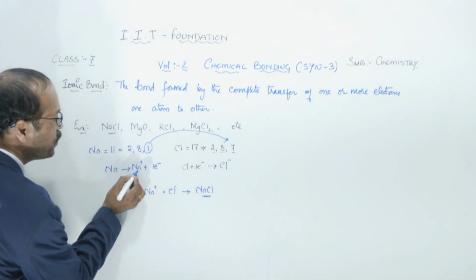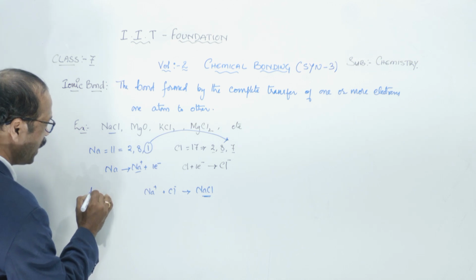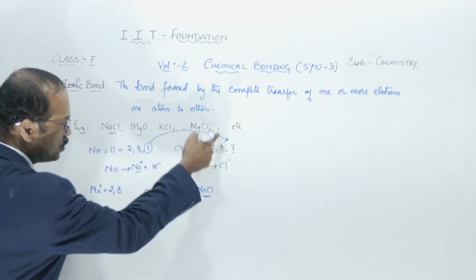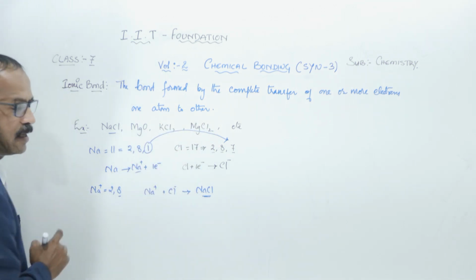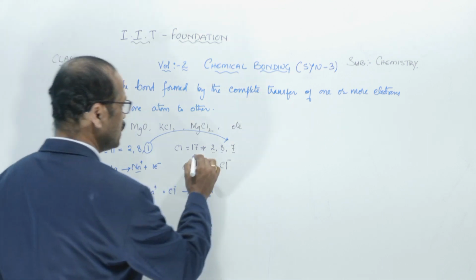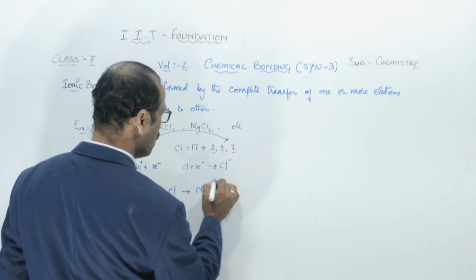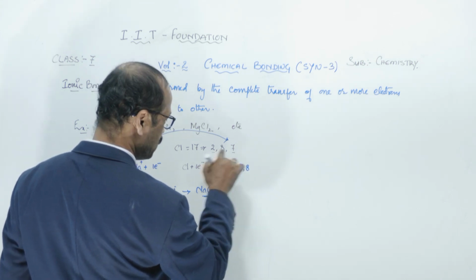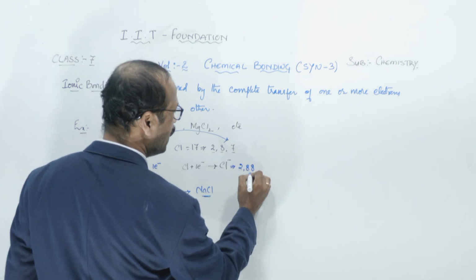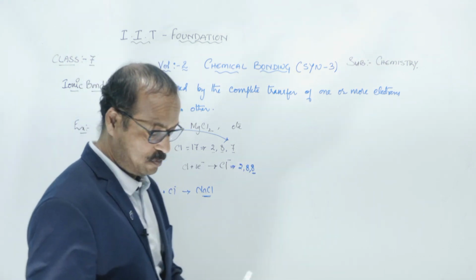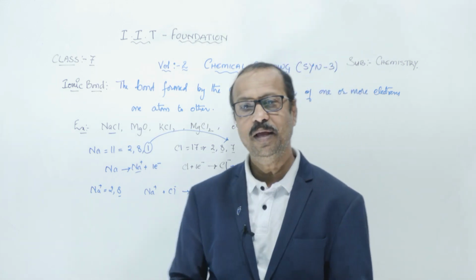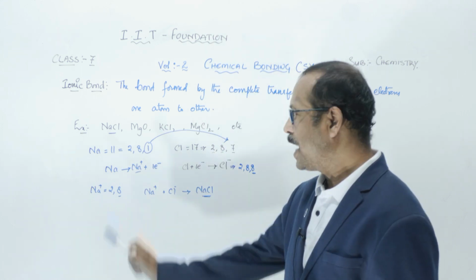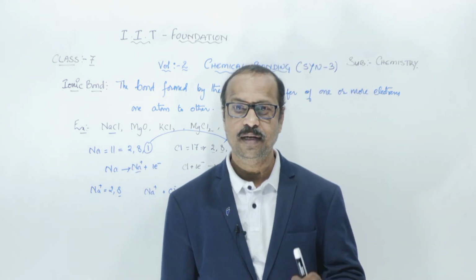Now, what is the Na plus electronic configuration? It is just 2, 8 because it lost one electron. So how many electrons are there in the outermost shell? 8. So by the octet rule, it's stable. Now let's write the electronic configuration of Cl minus also. It was 2, 8, 7, but it has taken one electron, so now it becomes 8. So this also becomes stable. Both became stable and the bond is formed between them. Clear? This is the formation of an ionic bond, and sodium chloride is an example of the ionic bond.